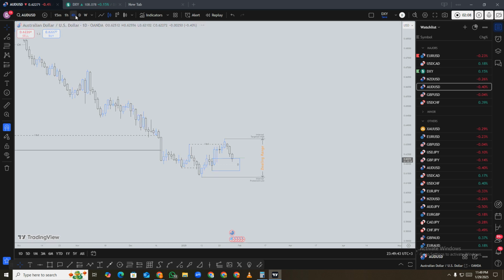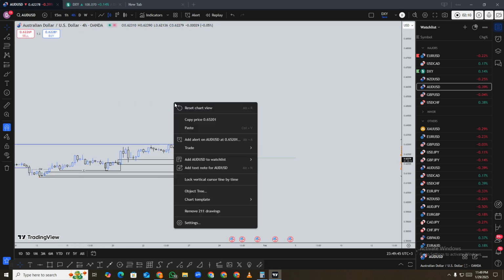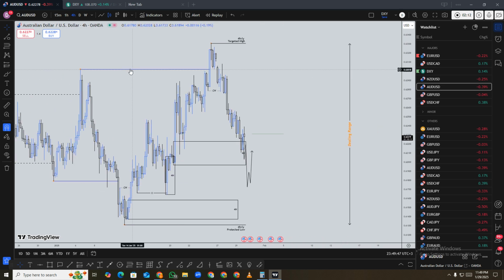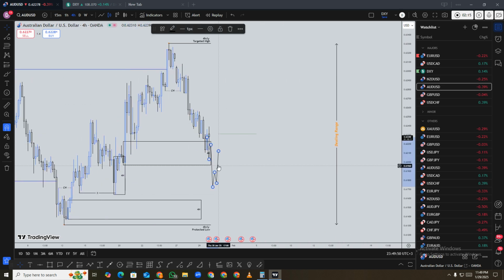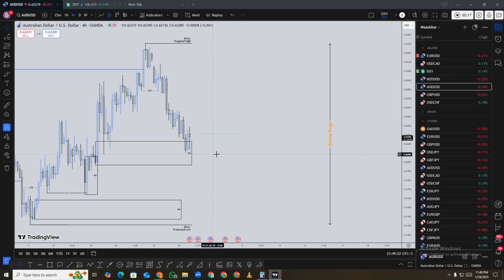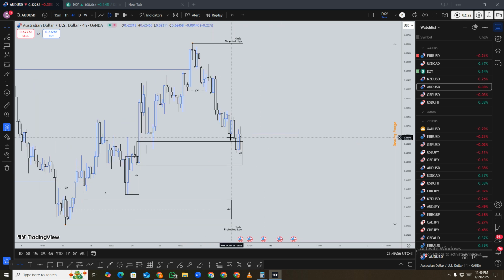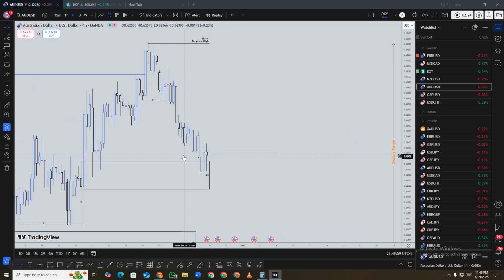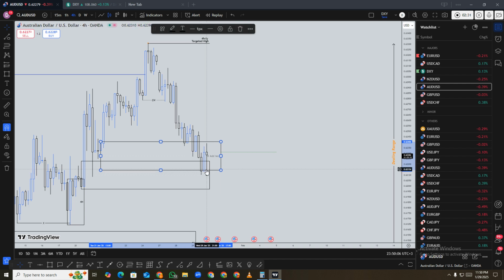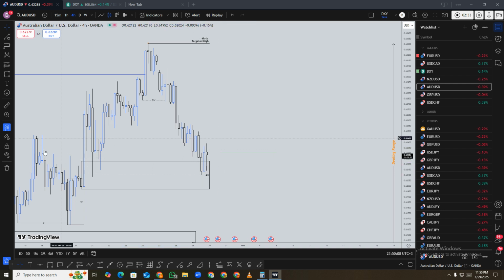Now, let's go to the 4 hours, and what do we have? This is our dealing range, and this is the 50% of that. On the 4 hours, we had that demand, but the market traded lower, so there's no need for that. It means that demand wasn't strong enough to cause the price to reverse.